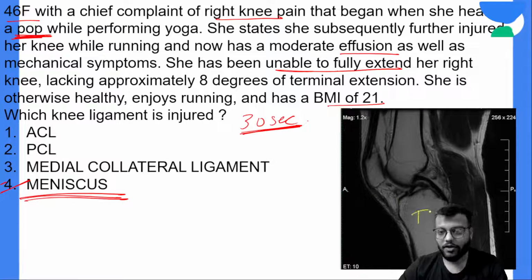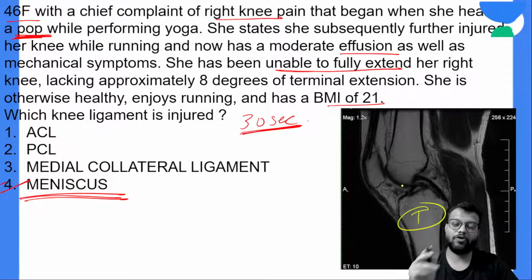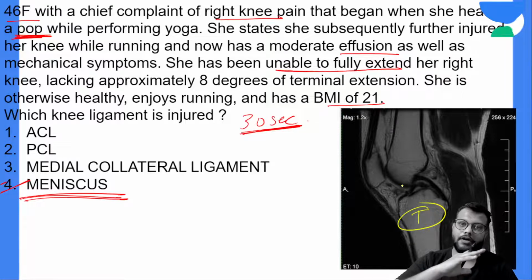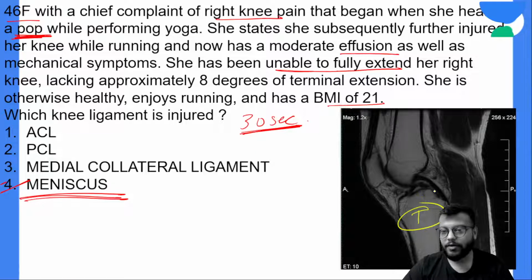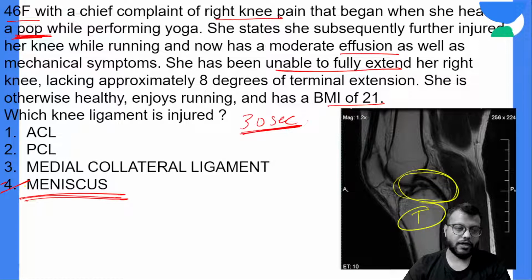Yes, this is your tibia and this is your tibial plateau, and here you have the menisci. I have already told you about the menisci; remember them as the cushion supports of the tibia. At the tibial plateau there are two menisci, the lateral meniscus and the medial meniscus, and here you can see that there is an injury to this meniscus. So the correct answer is menisci.